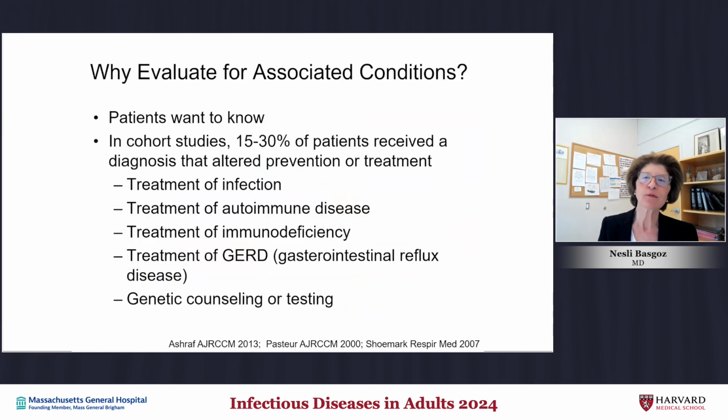So why do we evaluate for associated conditions in bronchiectasis, since we've said they're present in the minority of cases? Well, the first is patients want to know. But also in cohort studies, 15 to 30% of patients received a diagnosis that altered the prevention or treatment of their bronchiectasis. That could be treatment of an infection, treatment of an autoimmune disease, treatment of immunodeficiency, and very commonly, as in our first patient, treatment of GERD. Rarely, but important for the patient and family, is genetic counseling and testing.